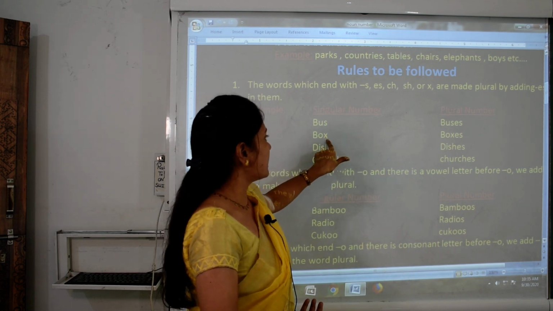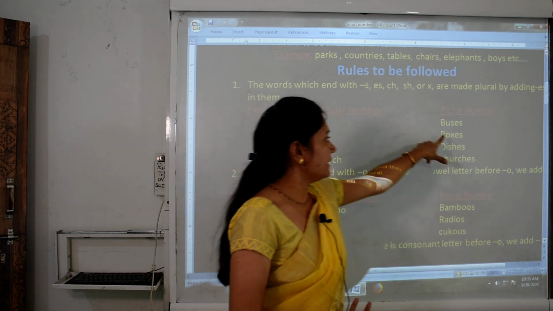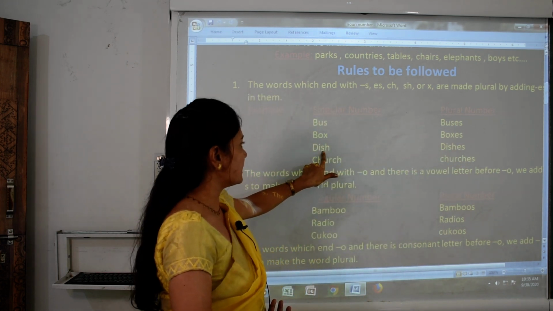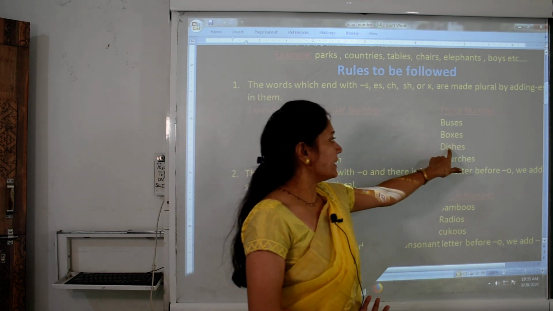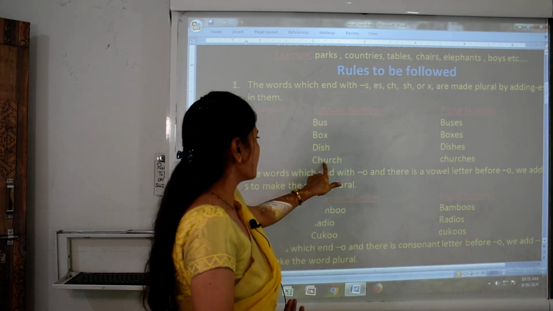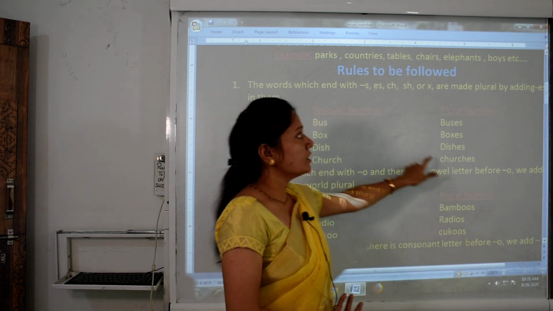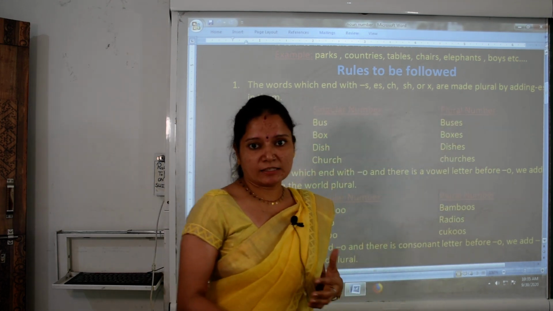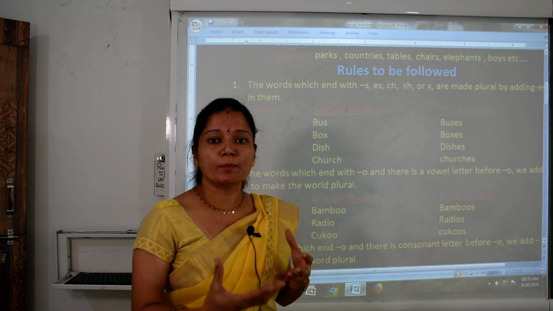Box: the last letter is x, so we add es, then it will become boxes. Then dish: the last letters are sh and we add es with them, so the word dish will become dishes. Then church, churches. Okay, so if the word ends with these letters, you have to add es. Please keep these things in your mind, students.